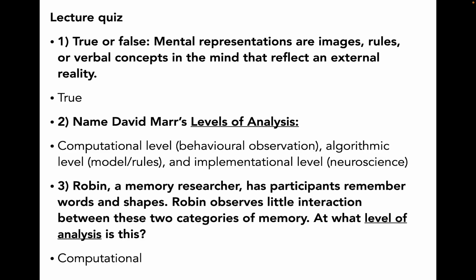And the answer to this question is the computational level. So this is a behavioral description of memory. Robin is simply observing human behavior. He's looking at how different types of memories interfere or not in this case. This is a computational level description of memory.